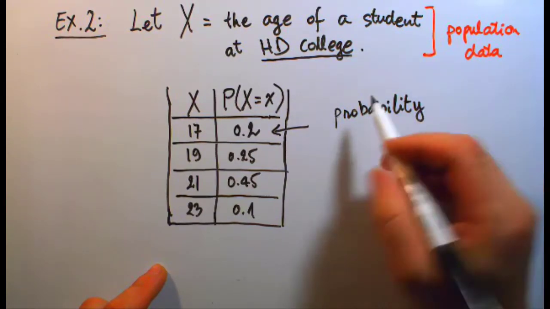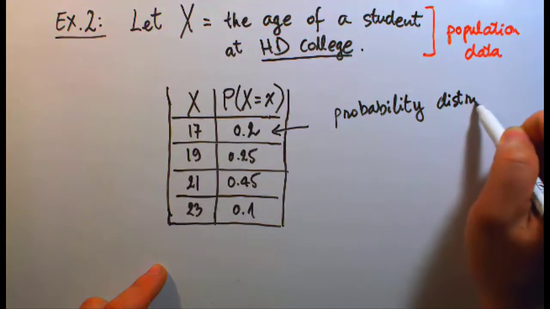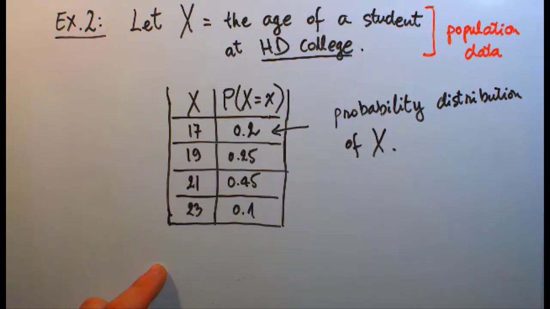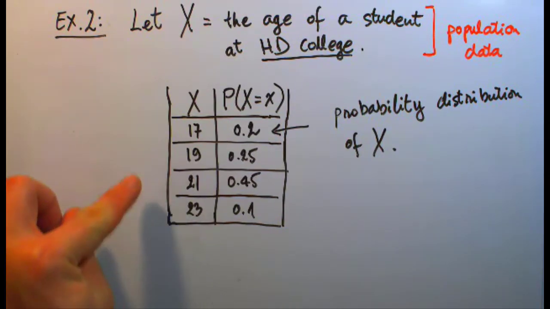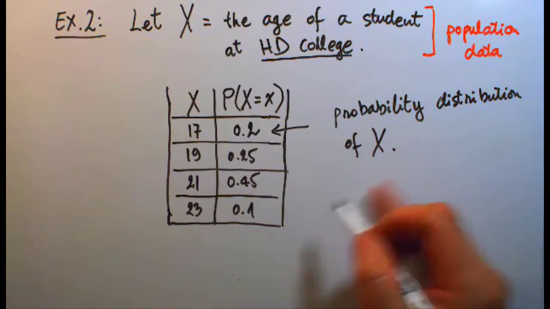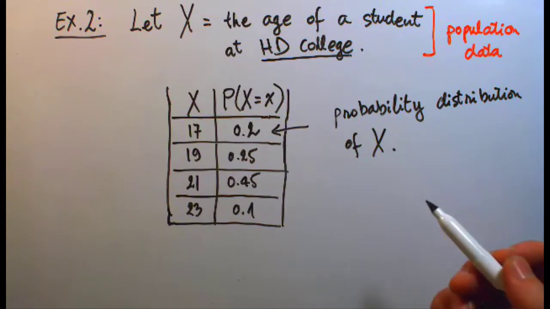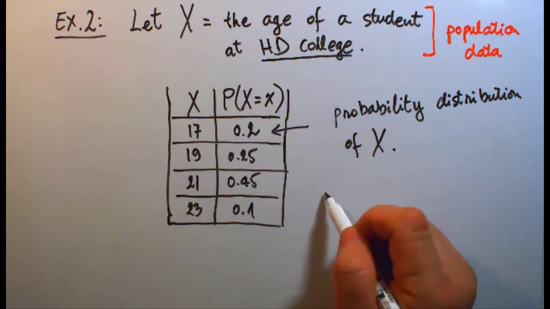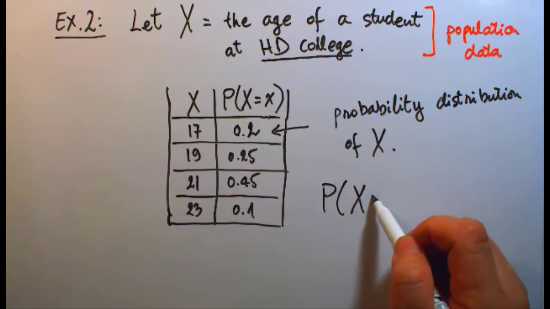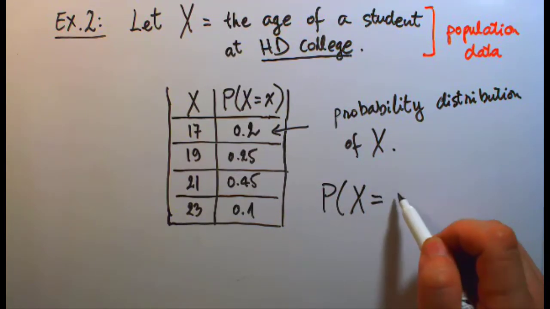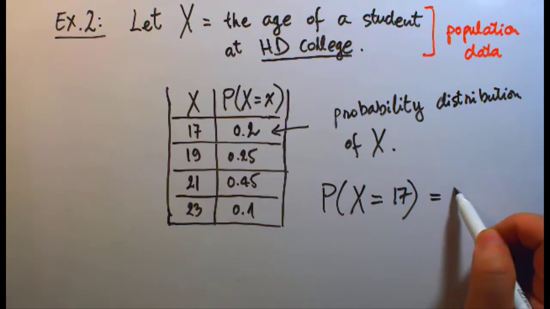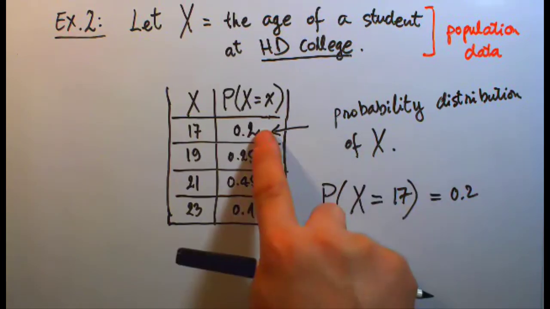So this is the probability distribution of the variable x, meaning it makes a complete listing of all the values with probabilities being distributed. And now we can start answering a lot of questions here. How about finding the probability that we're going to find someone going to school here at the age of 17? That chance is 0.2, and we're reading it right out from our table.